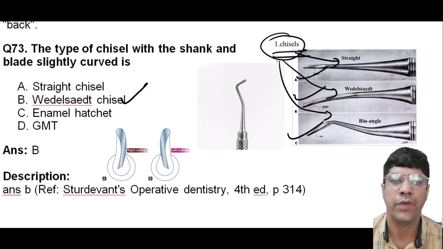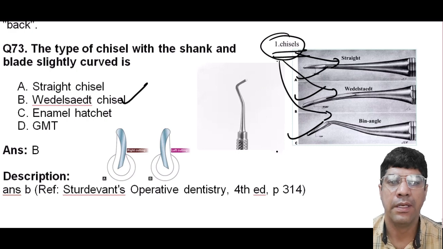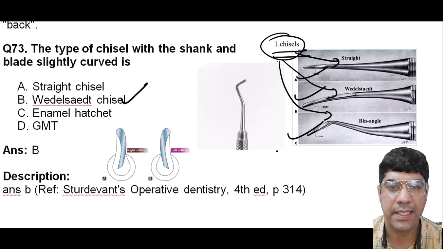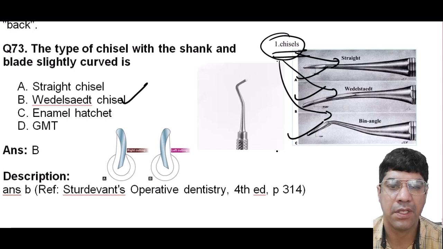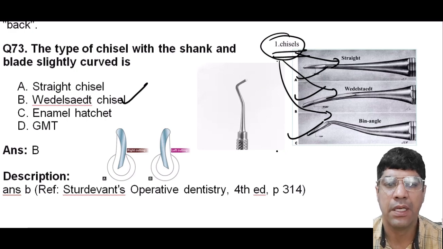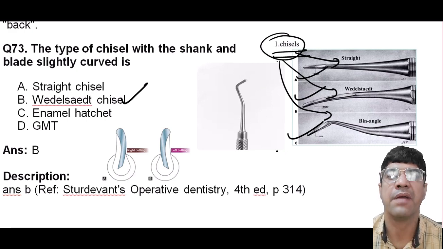The chisel, we know, is used for splitting the undermined enamel and for placing grooves. Enamel hatchets are used for cutting and removing the tooth enamel, particularly in cavity preparation and tooth restoration procedures. It has a beveled edge that is designed to efficiently remove the enamel and do cavity shaping.